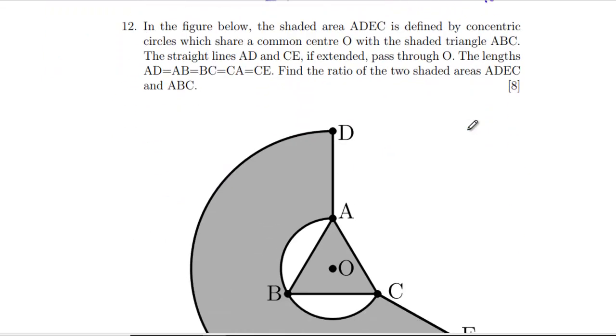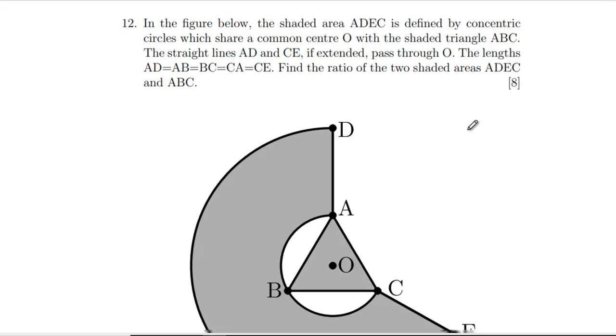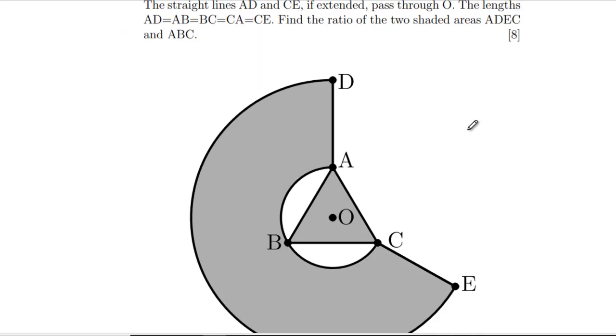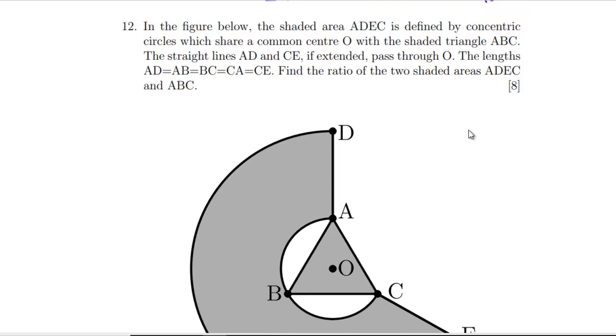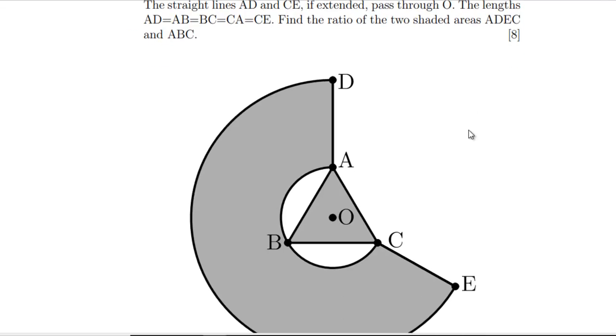So in the figure below, the shaded area ADEC is defined by concentric circles which share a common centre at O. Right, I'm going to have to scroll down and sort of lose it. All right, okay, A, C, D, yeah, okay, right. So these are circles, and they've chopped off this bit here. Then they've put in a shaded triangle ABC, straight lines AD and CE, if extended, pass through O.